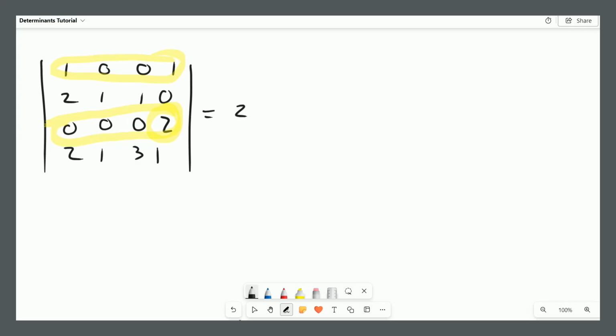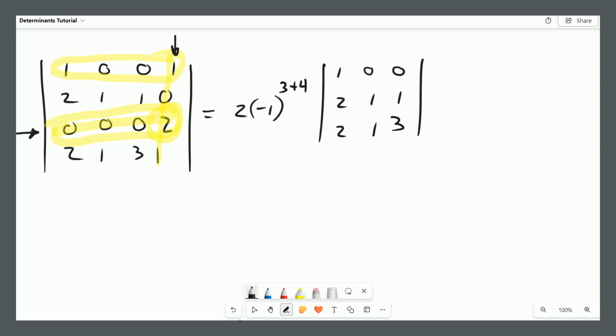So we're going to have 2 times negative 1 to the power of 3 plus 4, right, because we have our third row and fourth column. Okay, that's going to turn out to be a negative 1. Multiplied by the determinant of what we get when we take out this row and this column. Okay, so the matrix we end up getting is 1, 0, 0, how convenient, 2, 1, 1, and 2, 1, 3. Okay, now how do we get that determinant?